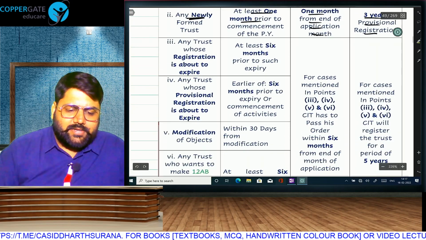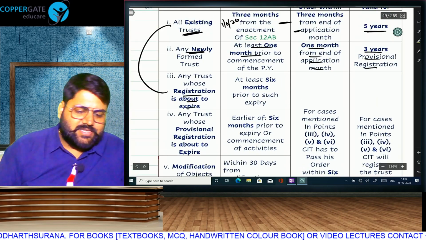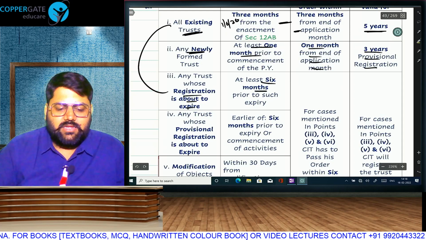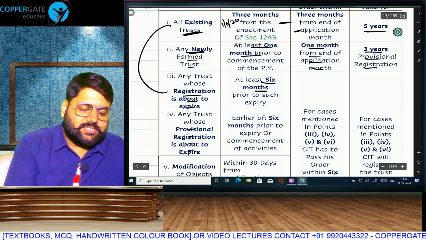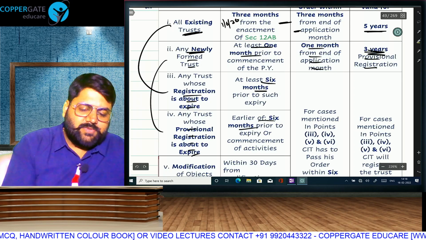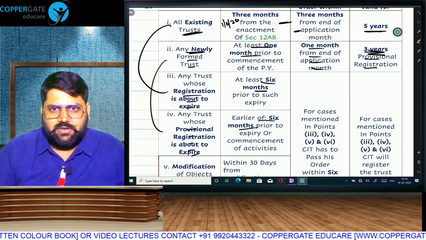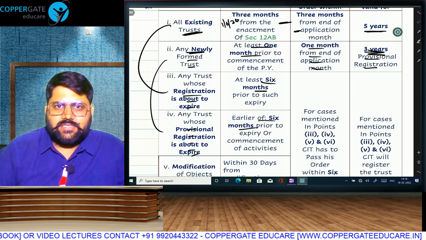Any trust whose registration is about to expire, so we are talking about this trust, 5 years registration about to expire, then at least 6 months prior to such expiry, you will have to apply. And a newly formed trust whose provisional registration will expire within 3 years, then you also have to apply 6 months prior to the expiry, or if you commence activities, then at that time, whichever is earlier, 6 months prior to the expiry or commencement of activities, whichever is earlier.